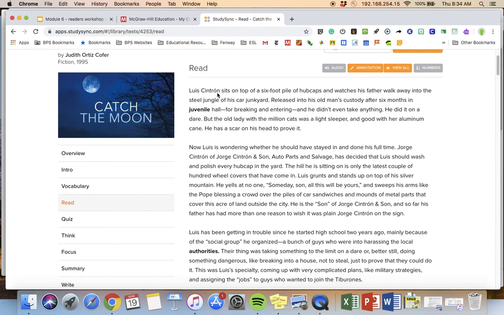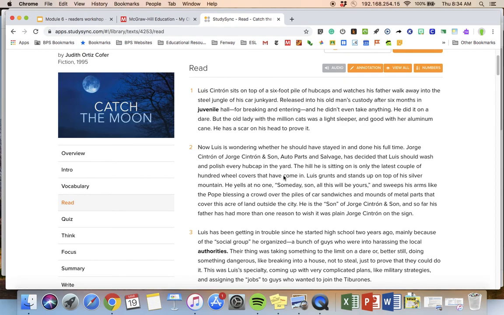The first one that I found comes in paragraph 2, let me turn the numbers on. Paragraph 2 says, "Now Louis is wondering whether he should have stayed and done his full time. George Cintron and Jorge Cintron and Son, Auto Parts and Salvage, has decided that Louis should wash and polish every hubcap in the yard. The hill he is sitting on is only the latest couple of 100 wheel covers that have come in. Louis grunts and stands up on top of his silver mountain. He yells at no one.